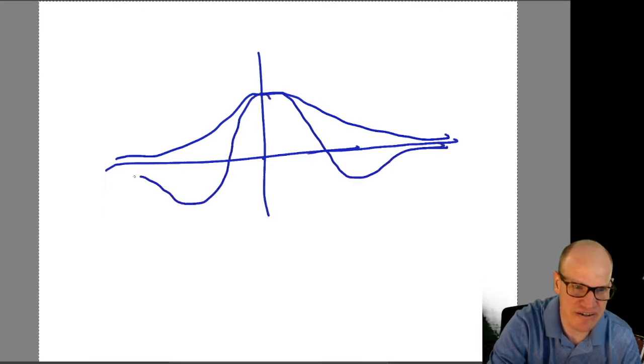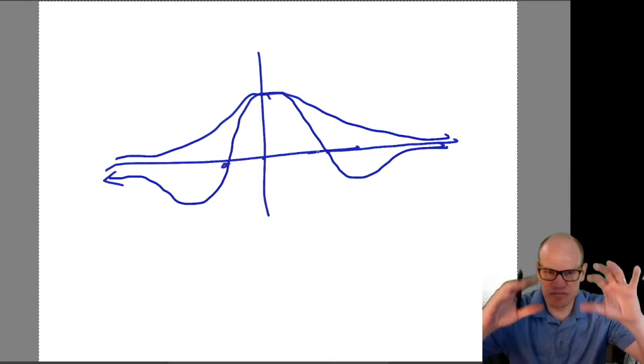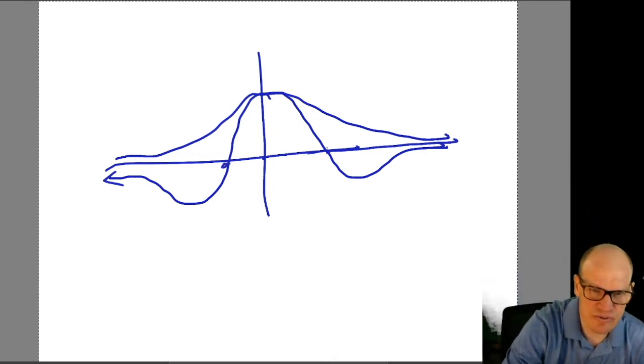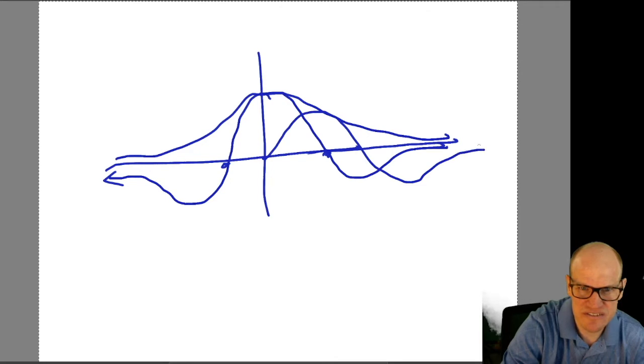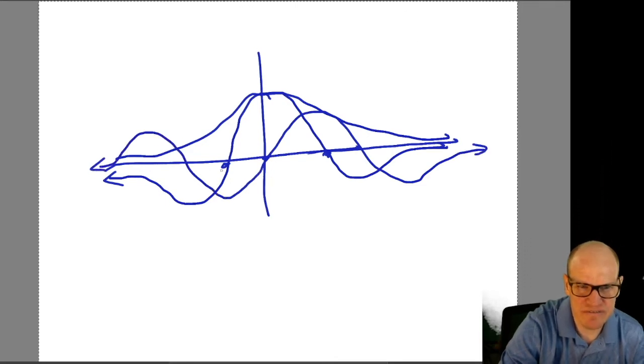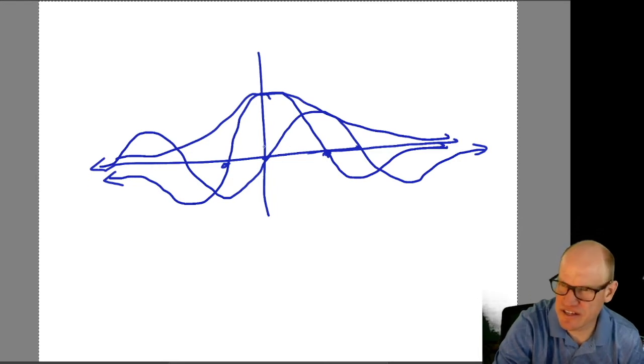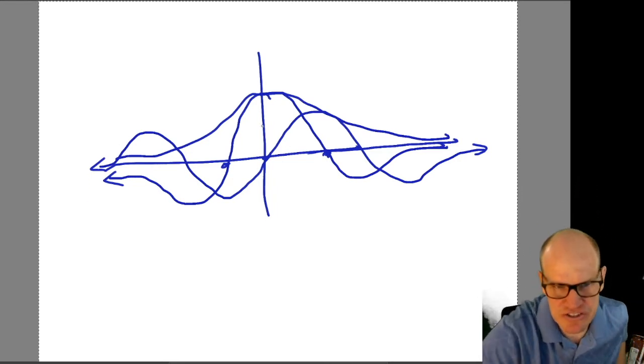You'll notice that I cross this thing here, so I've got a set of nodes in the radial direction. And then I can have another one that goes like this. All of these different modes have different energies. There's a different energy associated with each one.